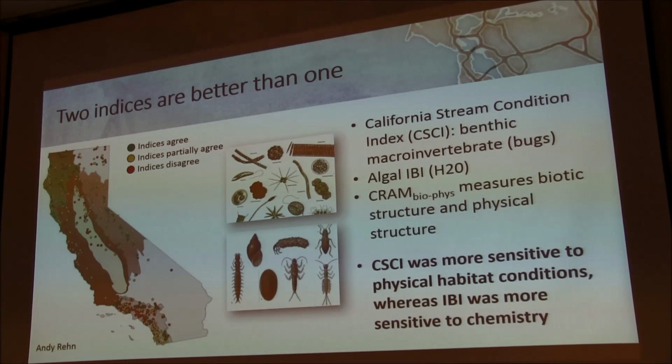So what that really told us was that you have added power in combining those two indices and having multiple lines of evidence for interpreting the biological condition of a site. So two indices really are better than one. Moving forward.